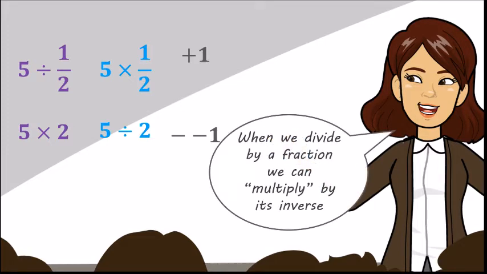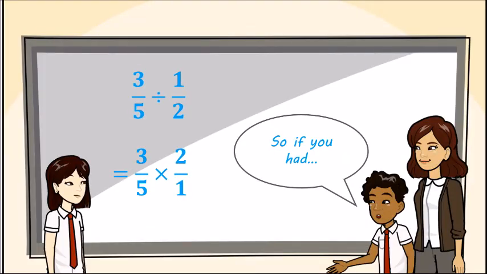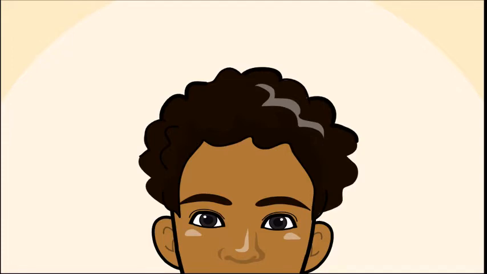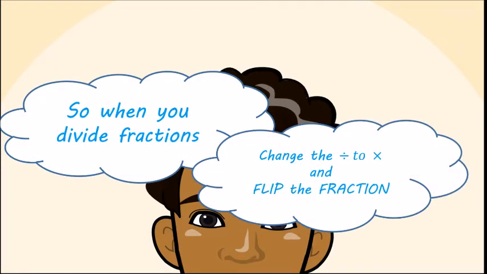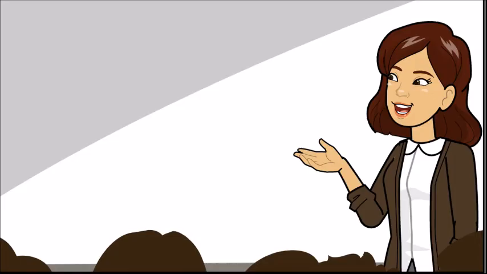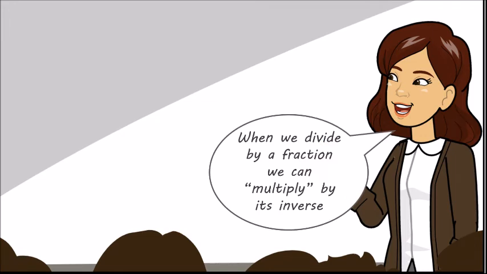When we divide by a fraction, we can multiply by its inverse. So if you had 3/5 divided by half, that's equal to 3/5 times 2 on 1. So when you divide fractions, change the divide to times and flip the fraction. When we divide by a fraction, we can multiply by its inverse.